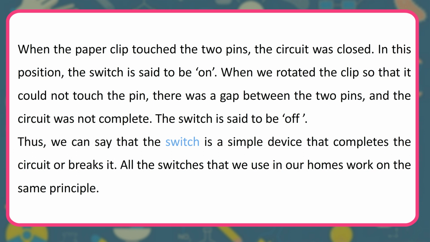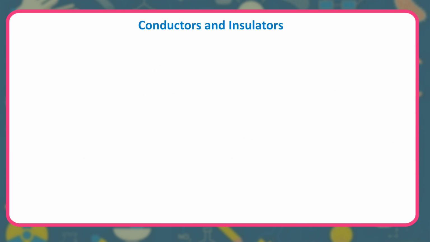When we rotated the clip so that it could not touch the pin, there was a gap between the 2 pins, and the circuit was not complete. The switch is said to be off. Thus, we can say that the switch is a simple device that completes the circuit or breaks it. All the switches that we use in our homes work on the same principle.